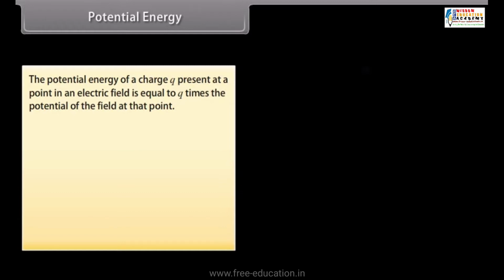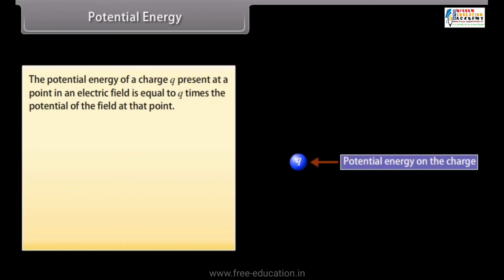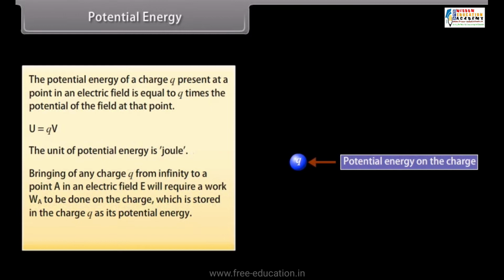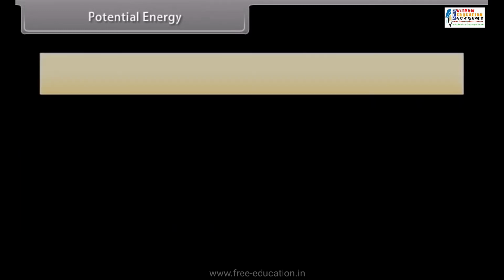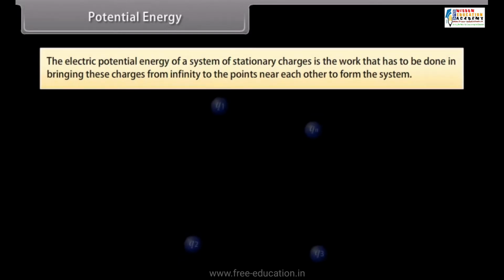Potential energy. The potential energy of a charge Q present at a point in an electric field is equal to Q times the potential of the field at that point. U is equal to QV. The unit of potential energy is joule. Bringing any charge Q from infinity to a point A in an electric field E will require a work W A to be done on the charge, which is stored in the charge Q as its potential energy. U A is equal to Q V A. The electric potential energy of a system of stationary charges is the work that has to be done in bringing these charges from infinity to the points near each other to form the system.